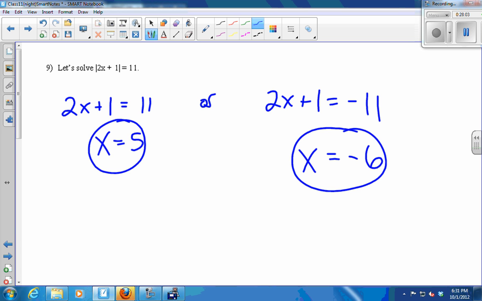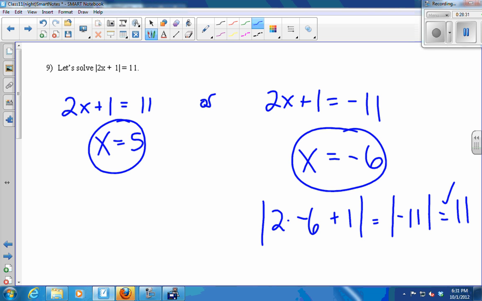Nope. Because if I plug a 6 in here, 2 times 6 is 12, plus 1 is 13. Absolute value of 13 is not 11. But if I plug a -6 in, 2 times -6 is -12, plus 1 is -11. In absolute value is +11. So that one works, the -6. And then this one works because the absolute value of 2 times 5 plus 1 is the absolute value of 11, which is 11.